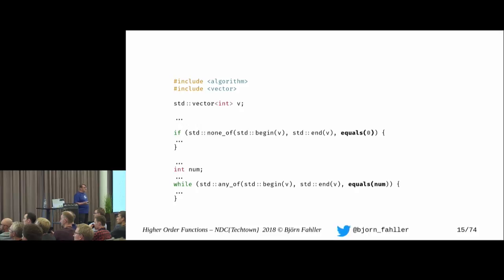So now I can write code like this. If none of the values in v equals 0, and then later on, while any of the values in v equals num. That is much easier to read code, I think. And an advantage of this is that you can now have an argument with your colleagues about what it should be called. Should it be called equals?